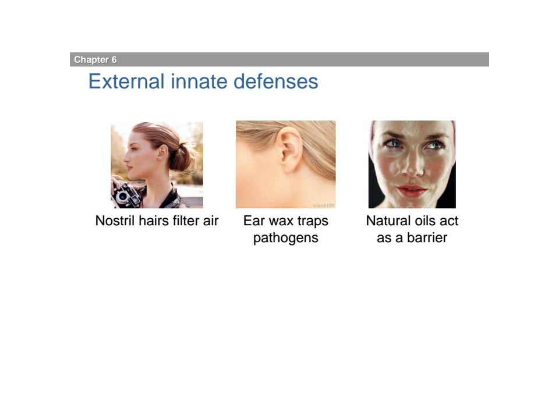In addition to skin, your external innate defenses include nostril hairs that filter air, earwax that traps pathogens, and natural oils in the skin that also act as a type of chemical barrier that prevents skin from dehydrating too much, but also prevents the entry of certain chemicals through your skin.